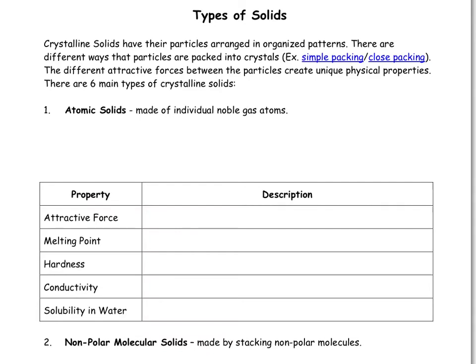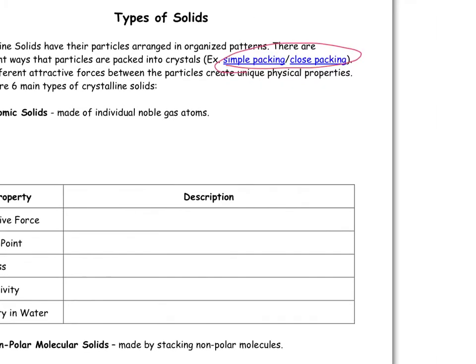There are 6 types of solids that we're going to cover in this course, and they're all crystalline solids. Crystalline solids have the particles arranged in organized patterns. There are different ways that you can pack particles into crystalline solids. Check out the 2 animations on simple packing and close packing. The strength of the force holding the particles together creates the unique physical properties of that type of solid.